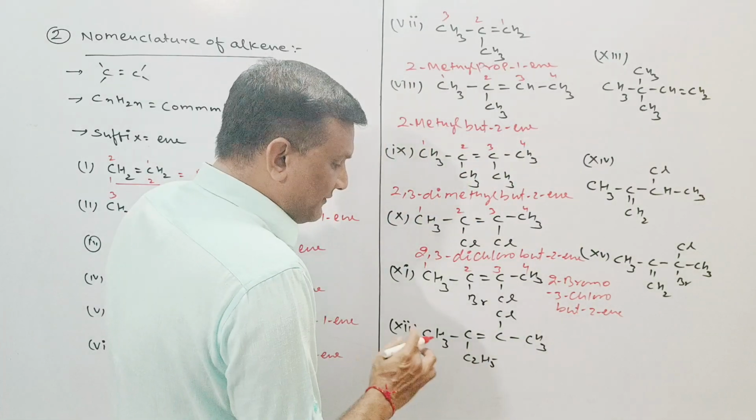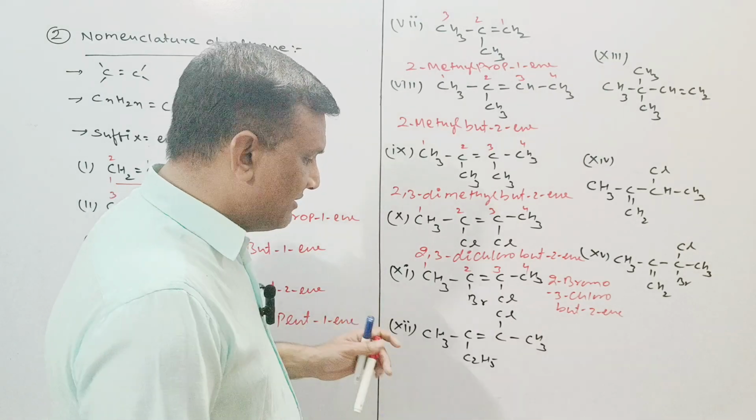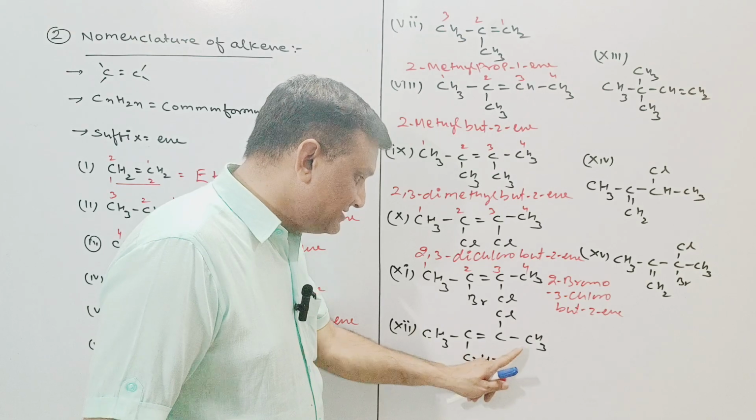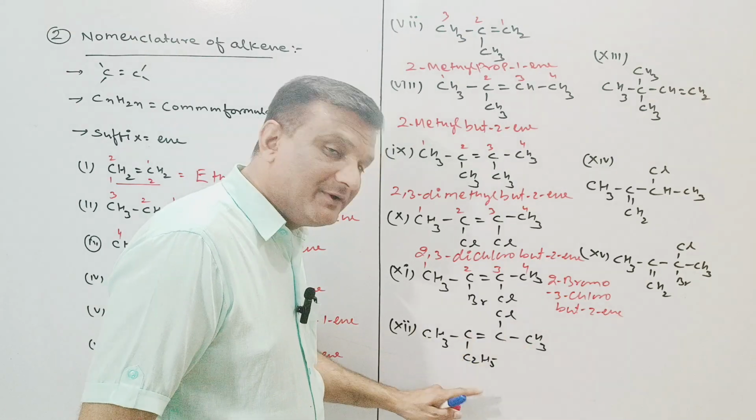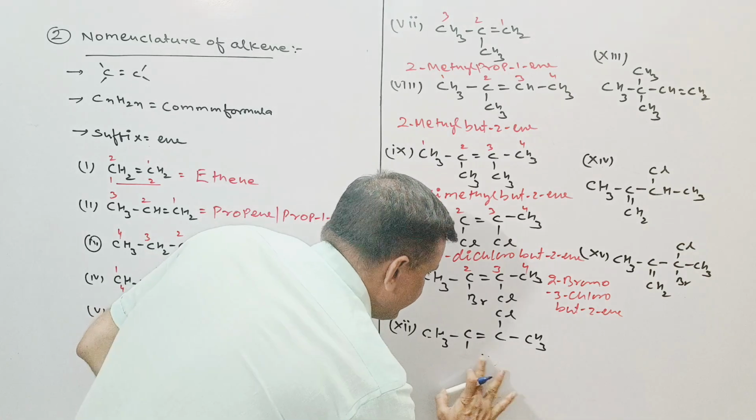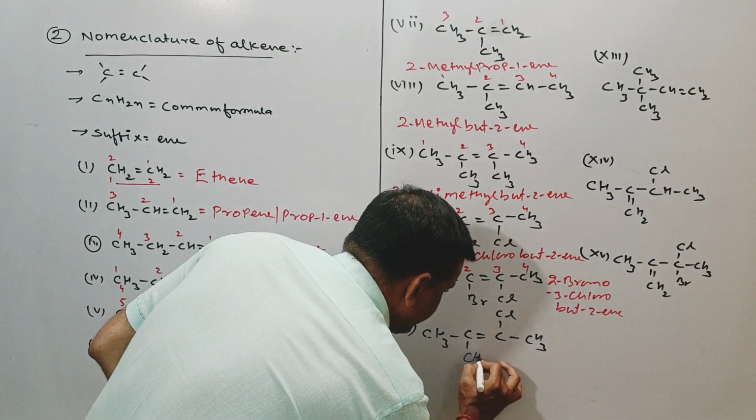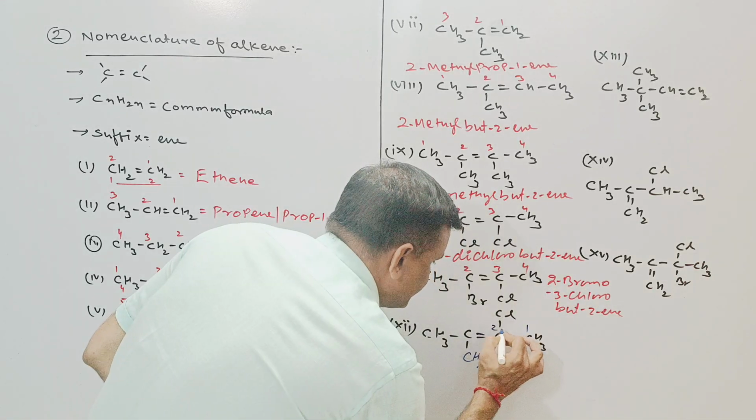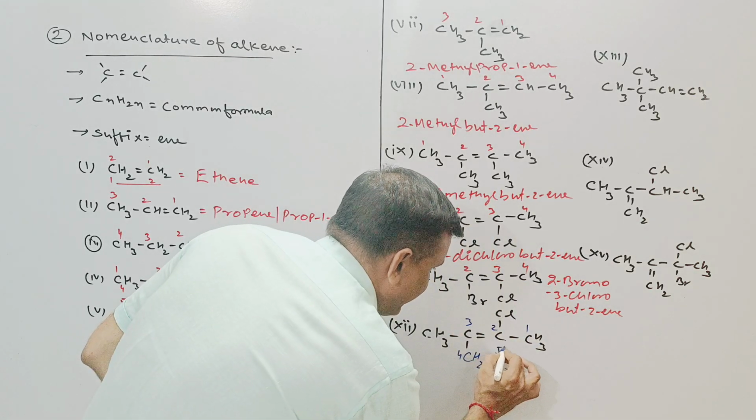From this side, if we go with the IUPAC nomenclature, then we have to isolate the longest possible chain: 1, 2, 3, 4, and here 1, 2, 3, 4 and 5. Because C2H5 can be written as follows: this is the CH2 and this is the CH3. So the longest possible chain will be 1, 2, 3, 4 and 5.